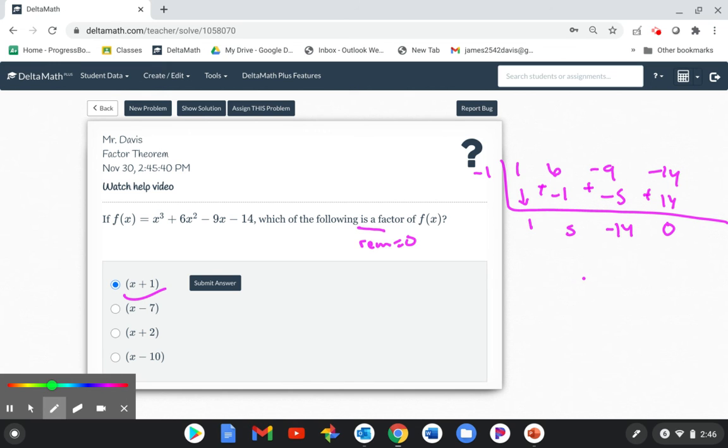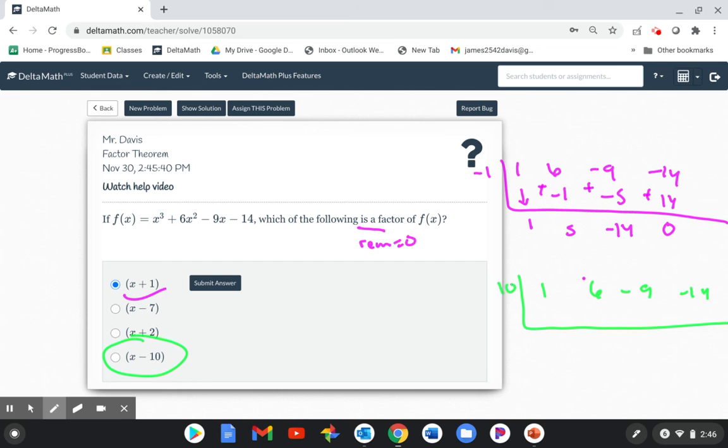Again, we could confirm. Maybe let's just choose the bottom one on this one to confirm that it should not be 0. So we get 1, 6, -9, -14. Put a positive 10 out there. 1, 10, 16. Oh man, that's big. 160, 151, and then multiply that by 10, 1510. Yeah, so that's a big number. Doesn't matter, it's not 0. And presumably, the other two would be the same.